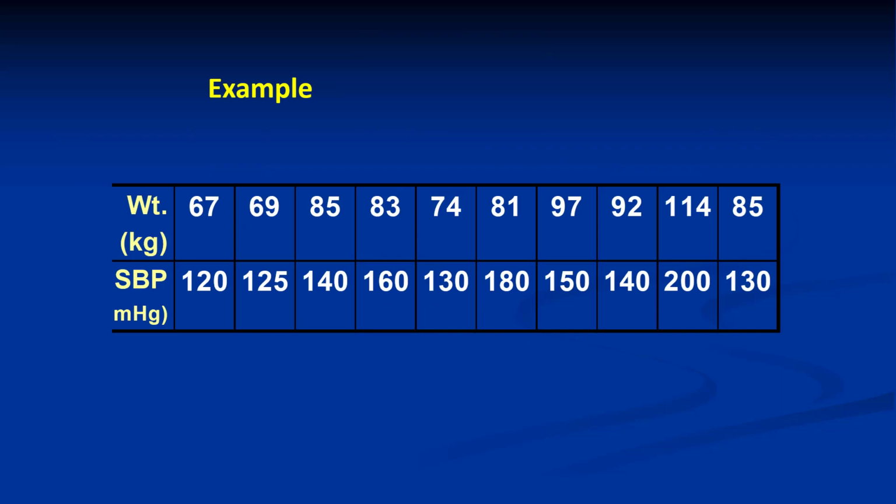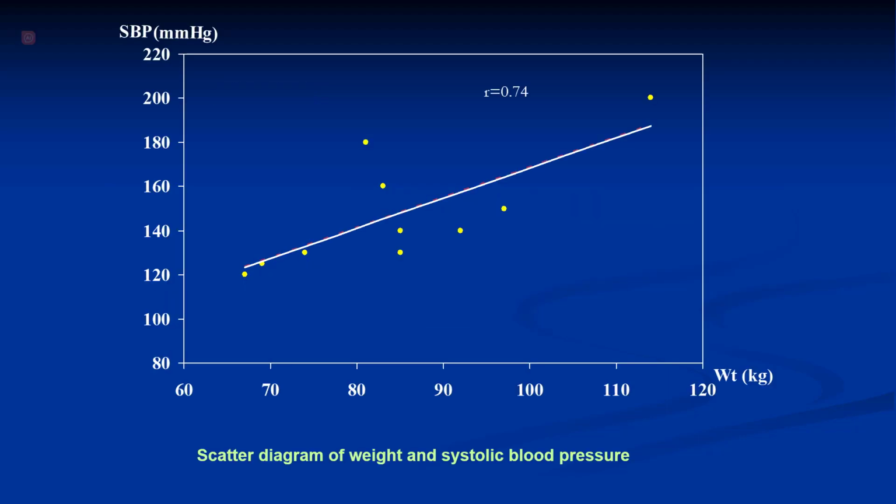Suppose I would like to know if weight is associated with systolic blood pressure. I collect weight and systolic blood pressure from 10 people. Suppose the data are plotted and the diagram looks like this.